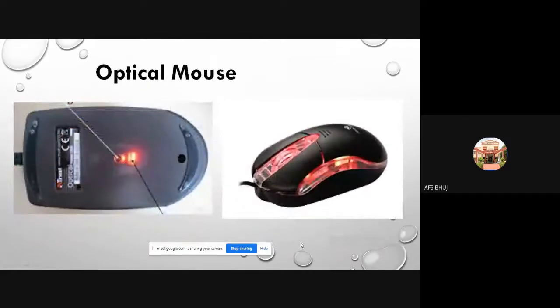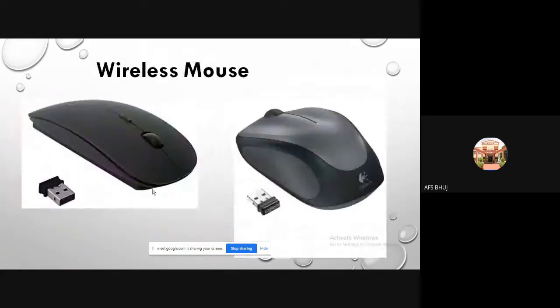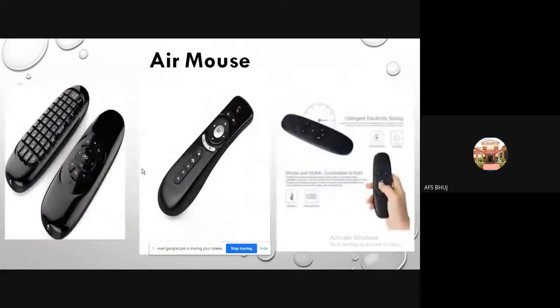Next one is the optical mouse. An optical mouse uses laser technology, the same way the laser keyboard does, to move on the screen. Next one is the wireless mouse. Same as the wireless keyboard, we have a wireless mouse also. It uses wireless technology to transmit the data to the system unit and gives the output on the screen. Next one is the air mouse.